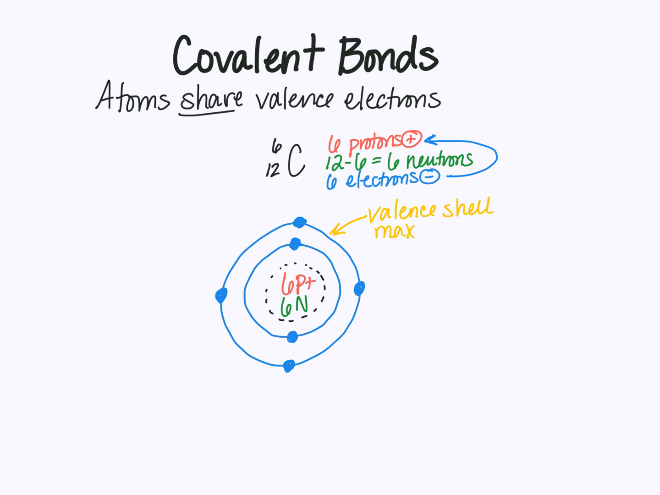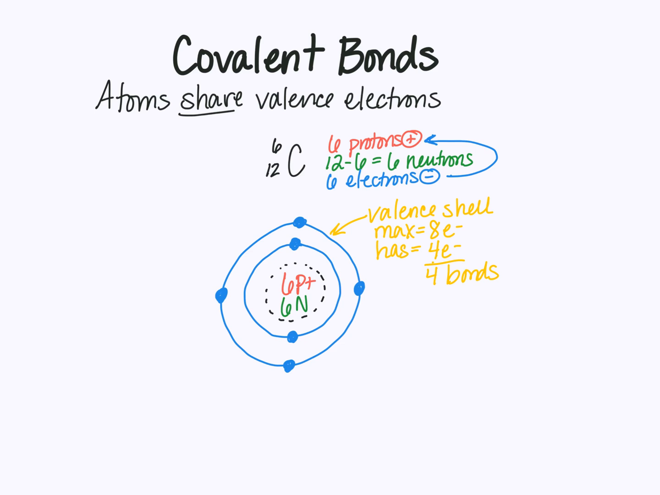And it has a maximum of, in this case, 8 electrons because it's the second shell, but it only has 4 electrons. So this actually tells us something right here. It tells us that carbon can actually form 4 chemical bonds with other atoms. So let's take a look at how it would do that.